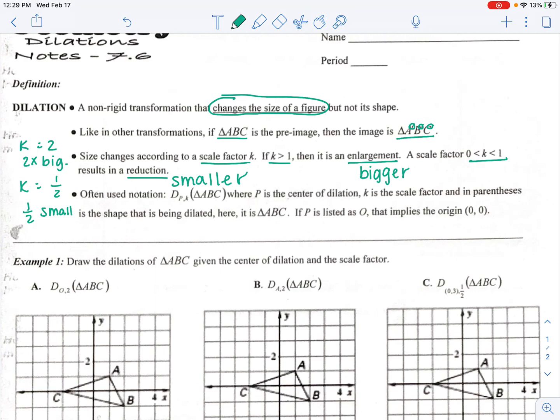We often have this notation for it. D just means dilation. P is the center of dilation, where you're doing everything from, just like we did with rotations, where we have a center we focus on. And k is the scale factor. If it's listed as an O, that just means it's going to be around the origin. So let's do some examples here.